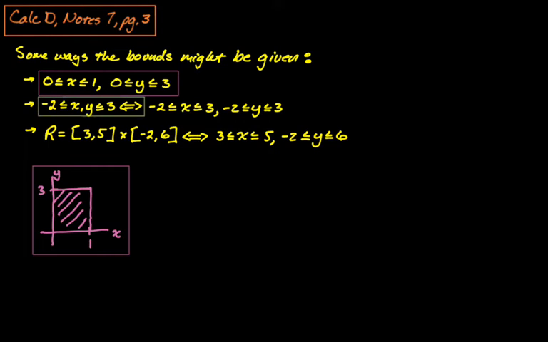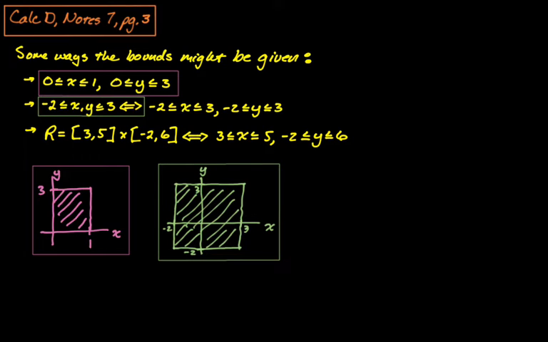For the second one, it's going to look like this. So x is -2 to 3, y is also -2 to 3. So again, you're just getting a square in that case. That's the only thing. It has to be a square. It's the only way you could describe it using that particular notation.